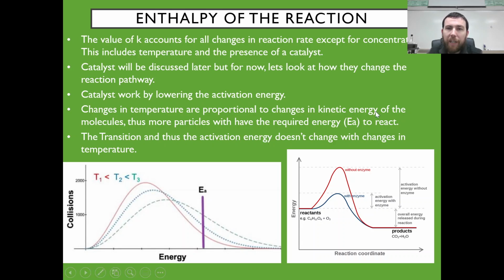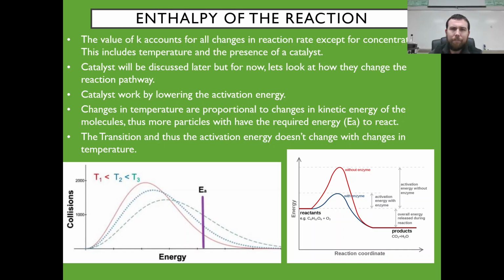The only change that's going to have is that it's going to cause more particles to have the energy required for activation, right? If you're looking at these curves, this T3 curve that's a little bit longer and more distributed is going to have more particles that meet that activation energy requirement. Whereas your blue and red curves, because they're at lower temperatures, have fewer particles with that minimum energy.